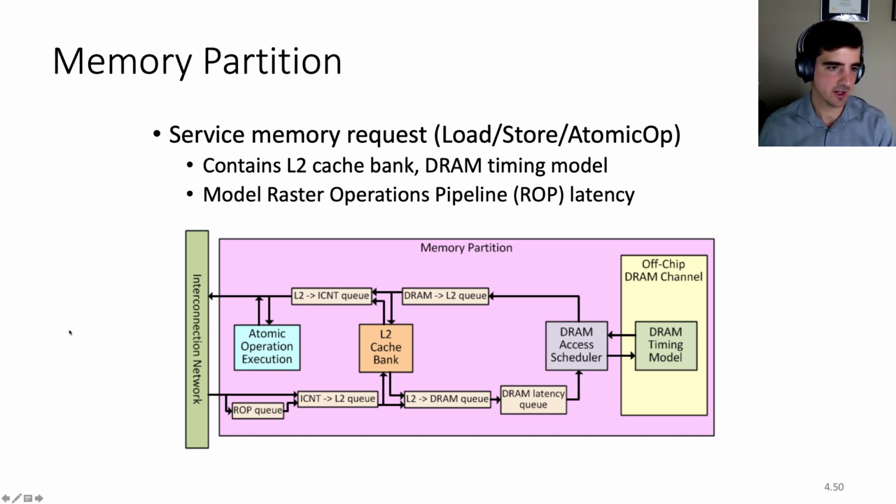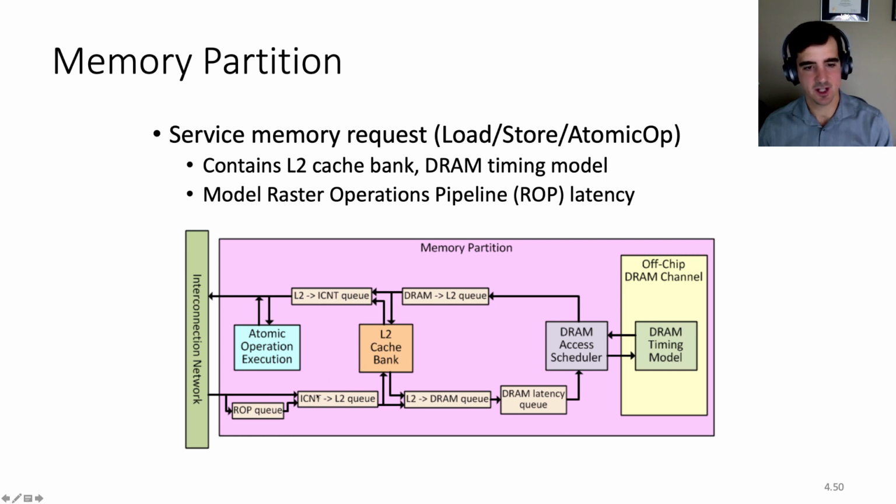So on this side of the interconnect is your core, and then over here you'll have a collection of these partitions. Inside these partitions is one bank of your L2 cache. So if you have 8 megabytes of L2 cache and 8 memory partitions, then each partition will have 1 megabyte of that L2 cache inside of it.